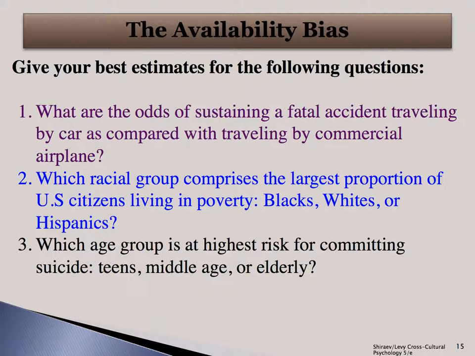So now we're going to talk about the availability bias. And what I'd like to do before I continue is to have you give your best estimate for the following questions. What are the odds of sustaining a fatal accident traveling by car as compared with traveling by commercial airplane? Which racial group comprises the largest proportion of U.S. citizens living in poverty? Blacks, whites, or Hispanics? Which age group is at highest risk for committing suicide? Teens, people in their middle age, or elderly?